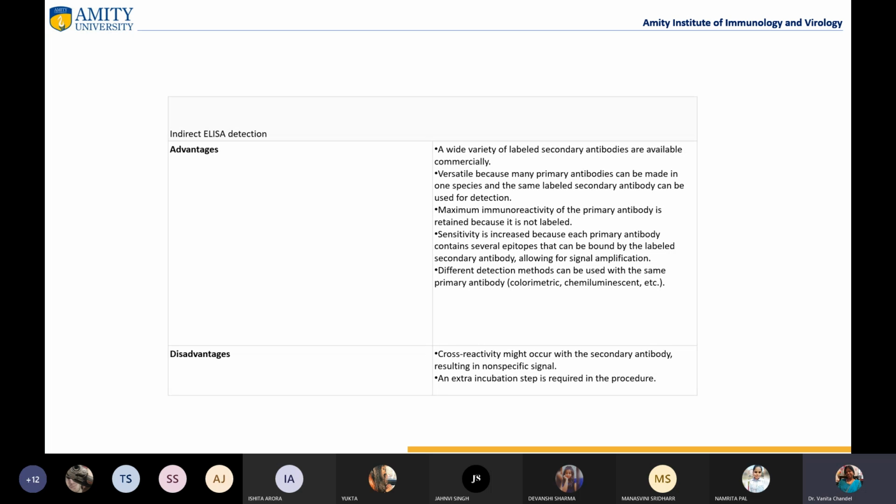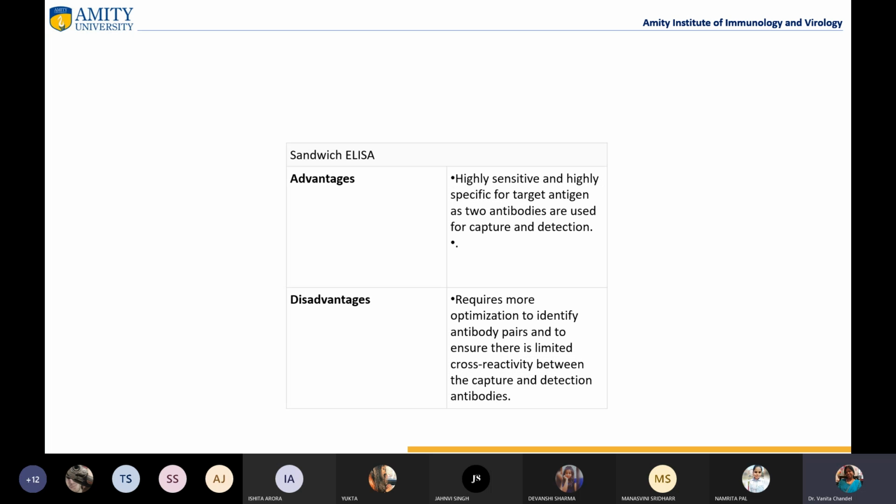Cross reactivity is the only or major disadvantage, which might occur with the secondary antibody, and that can lead towards some non-specific signals also. And the process gets longer, because when we are adding a secondary antibody, the incubation step will increase, and one washing step will also increase, so this will make the process lengthy.